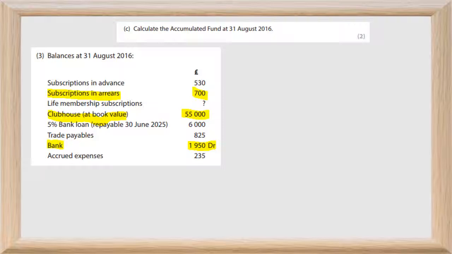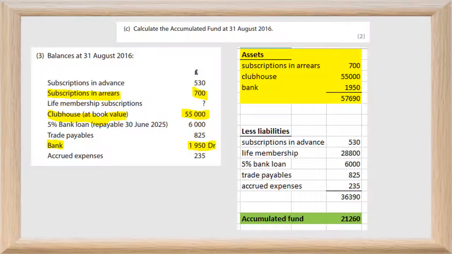Part C of the question asks us to calculate the accumulated fund at 31st August 2016. Accumulated fund is the capital in a non-profit making organization. So we should apply the basic accounting equation here. The difference between the assets and liabilities at 31st August 2016 is the accumulated fund. In this case, we should use the third information. All those highlighted in yellow are the assets, whereas the others which are not highlighted are the liabilities.